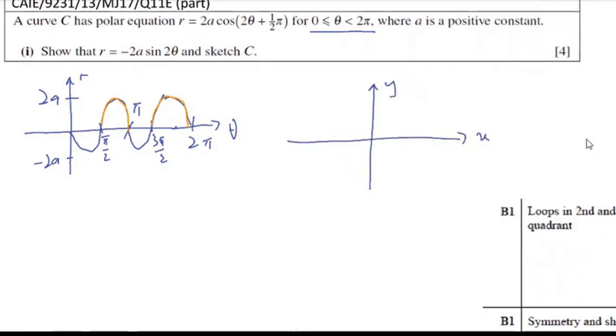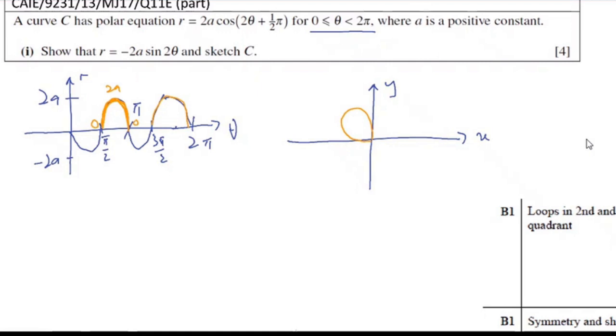So what happened to the loops here is that from pi over 2 to pi, there is a loop, where you can see the r goes from 0 to 2a to 0 for this case here. So this is in the second quadrant, because it's from pi over 2 to pi. So there's a loop in the second quadrant.